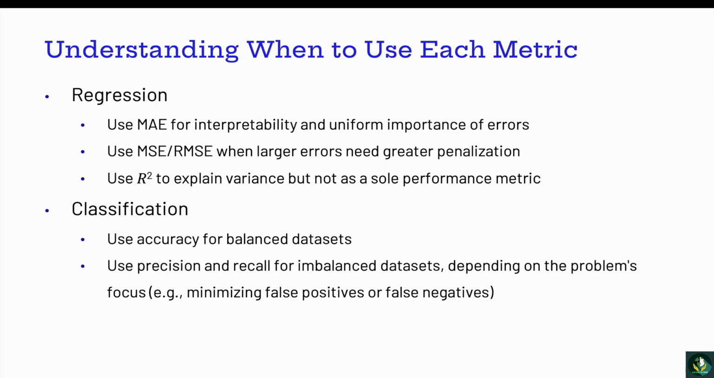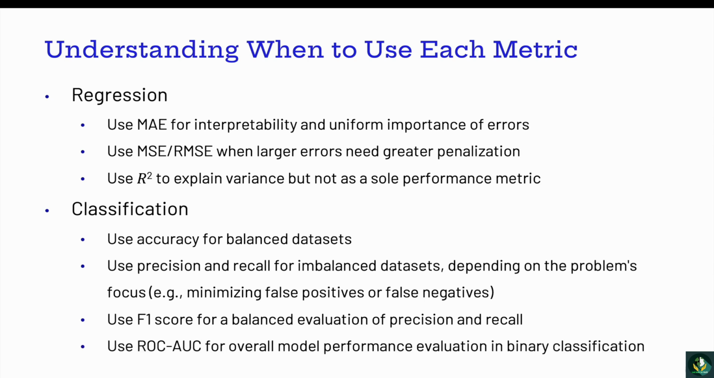Example can be minimizing false positives or false negatives. We use F1 score for a balanced evaluation of precision and recall. And we use ROC AUC for overall model performance evaluation in binary classification. Let's jump into hands-on exercise.